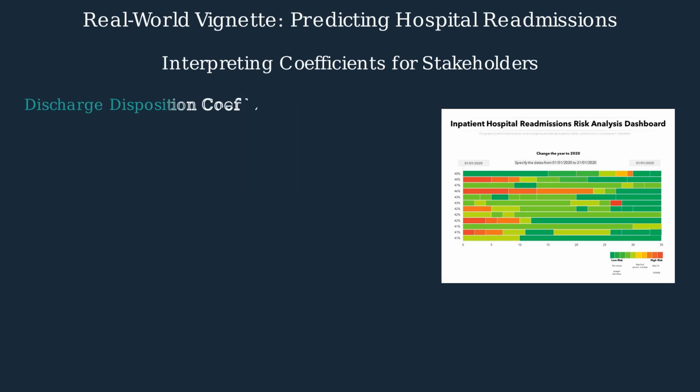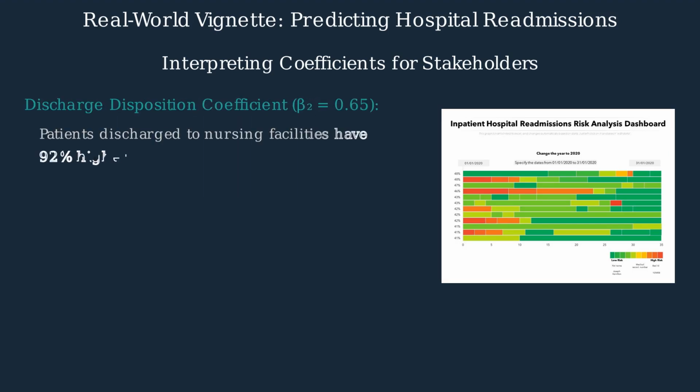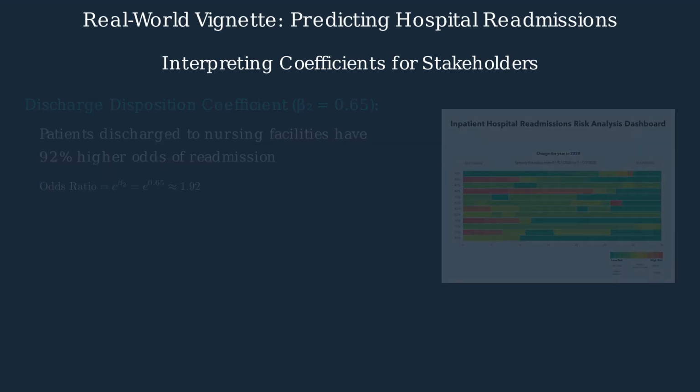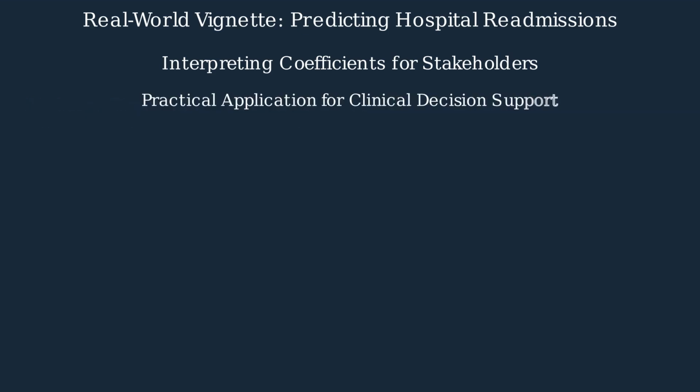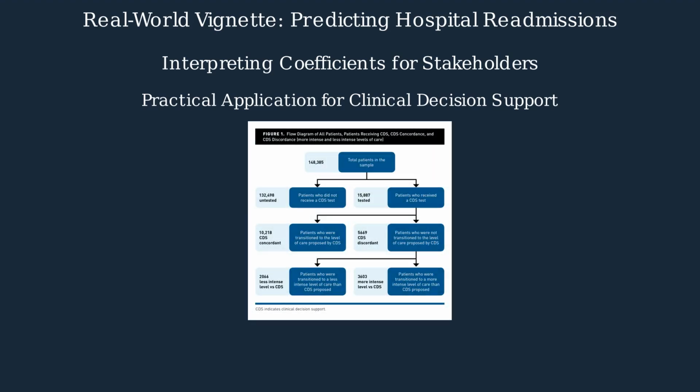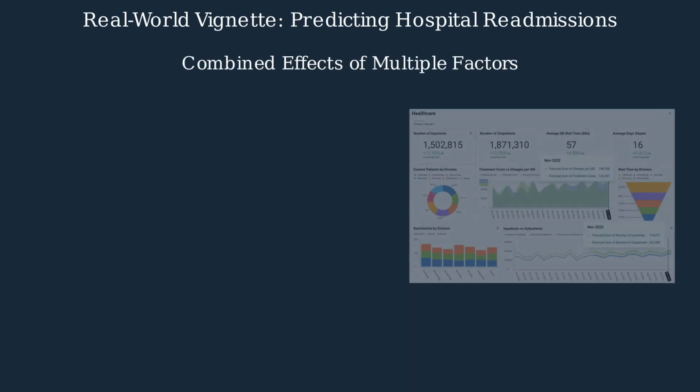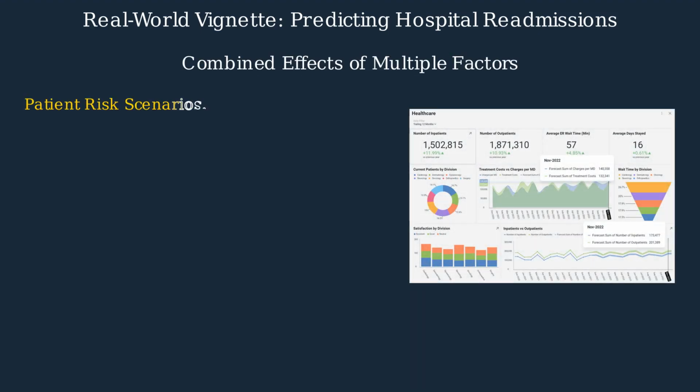For the discharge disposition coefficient of positive 0.65, we explain that patients discharged to nursing facilities have 92% higher odds of readmission compared to those discharged home. These regression insights can be applied to clinical decision support systems, helping healthcare providers identify high-risk patients and determine appropriate transitions of care. When interpreting regression models, we must consider the combined effects of multiple factors.